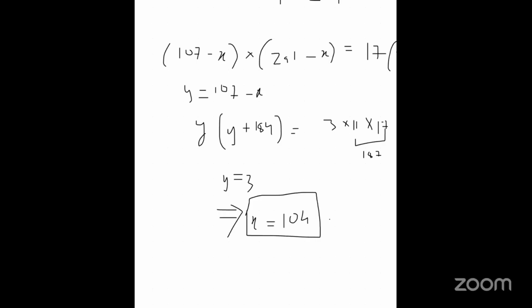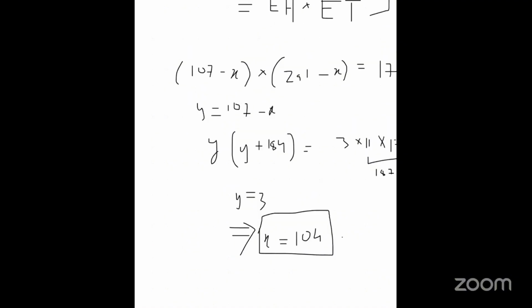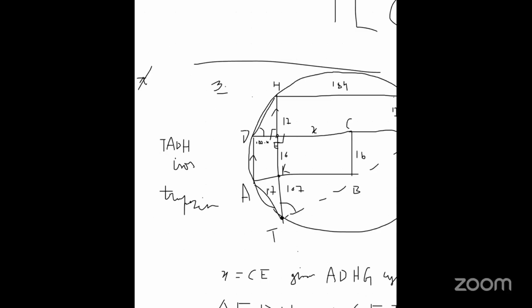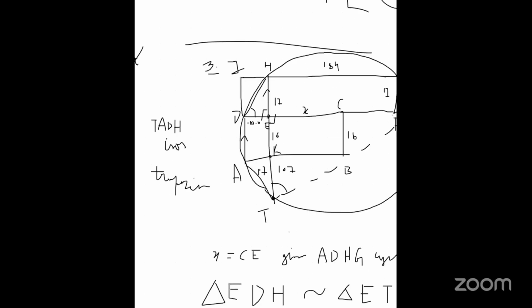All right, so this is one way of doing it. There's other ways in chat. I'll just highlight them. One idea is that you extend these two over here to get this point I. And then you notice a bunch of similar triangles. You notice that IDH is similar to IGA, which is also the power of a point.